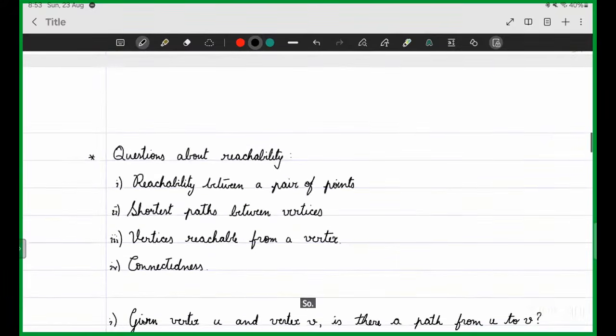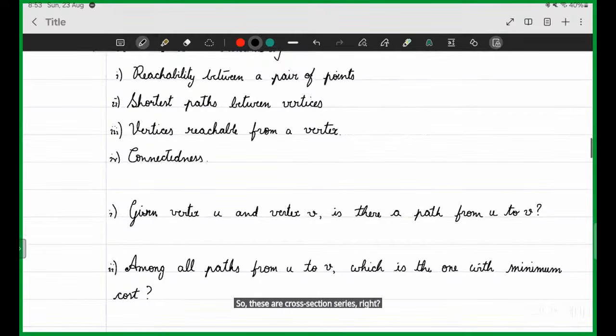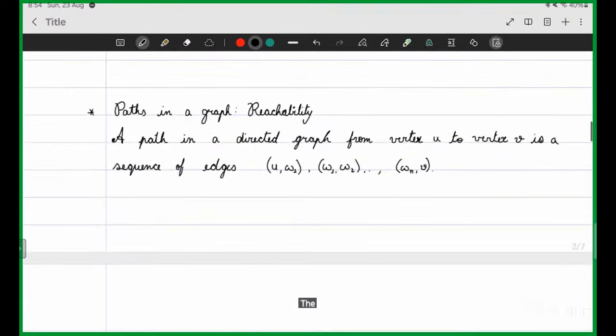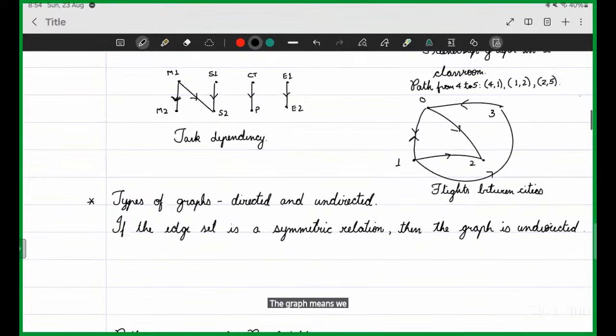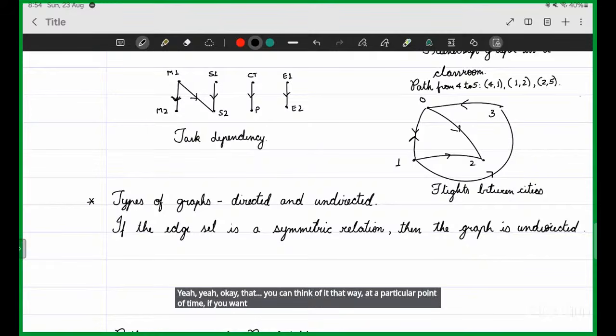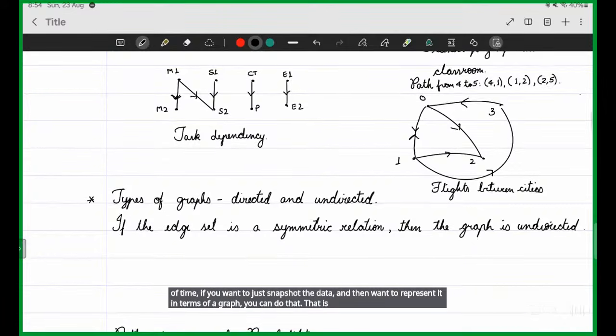So these are cross-section series, right? No, I mean this is cross-section data. What is cross-section data? It means we collect the data at that time, suppose stocks. Yes, you can think of it that way. At a particular point of time, if you want to snapshot the data and represent it in terms of a graph, you can do that. That is a valid way to look at it.